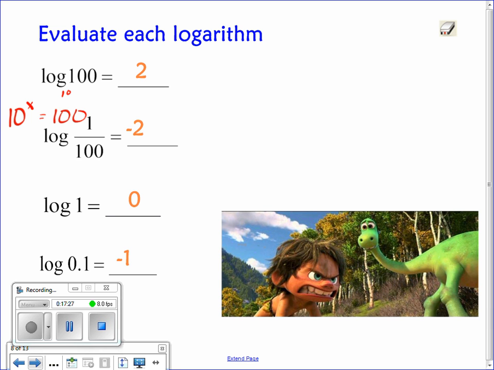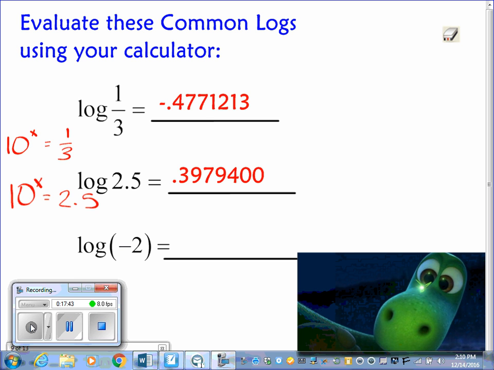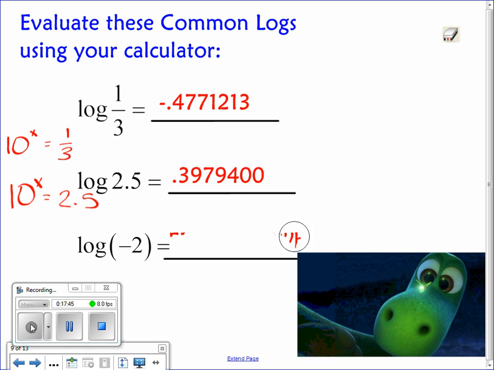All right, so what is the common base for a log? 10. By default, if it's not written, it's 10. And if it's not written, you get excited because then you can use your calculator and you don't have to use your head. All right, so evaluate these common ones in the calculator. Error. Why?